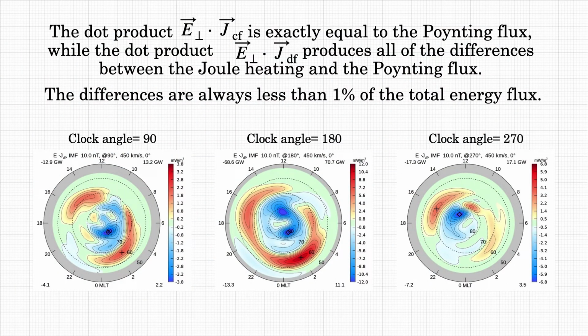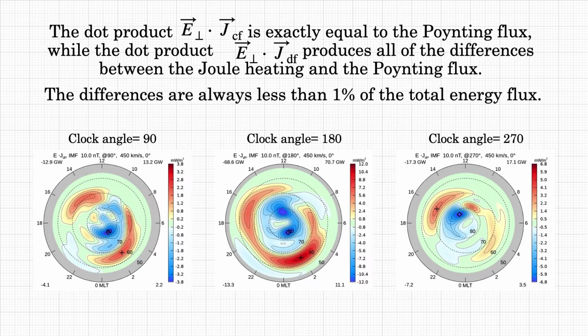These maps show the differences between the Poynting flux and the Joule heating. The dot product of the electric field with the curl-free component of the current is exactly equal to the Poynting flux, while the dot product of the electric field with the divergence-free component of the current produces all the differences between the Joule heating and Poynting flux. So it is this dot product that is shown on these maps. The differences in the totals are always less than 1% of the total energy flux.